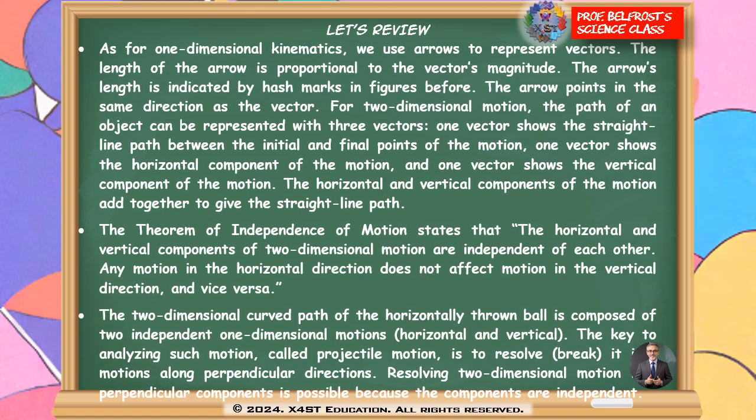As with one-dimensional kinematics, we use arrows to represent vectors. The length of the arrow is proportional to the vector's magnitude, and its arrow points in the same direction as the vector. This is the same for two dimensions. The path of an object is represented with three vectors. One vector shows the straight line path between the initial and final point of the motion, one shows the horizontal component, and one shows the vertical component of the motion.